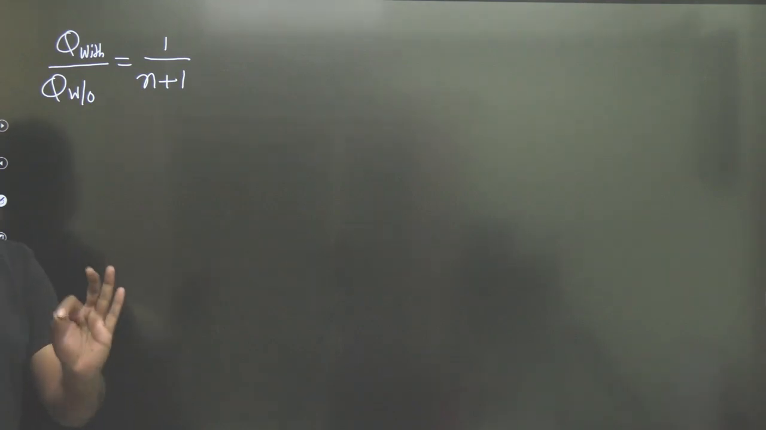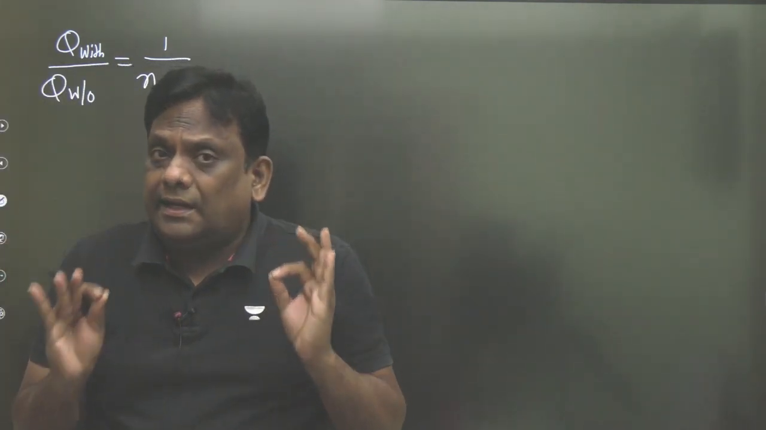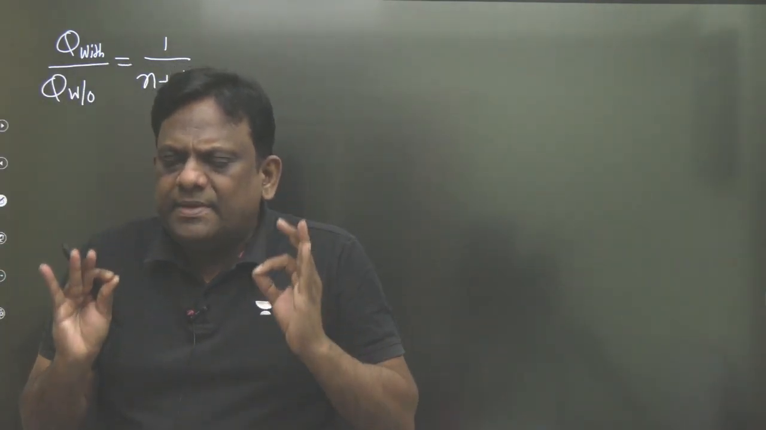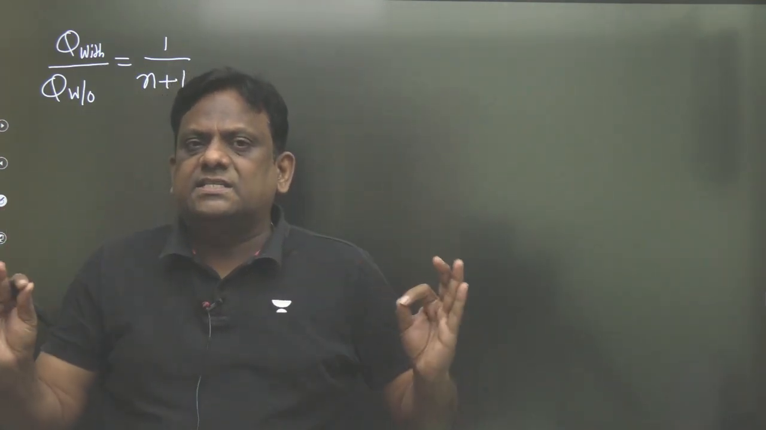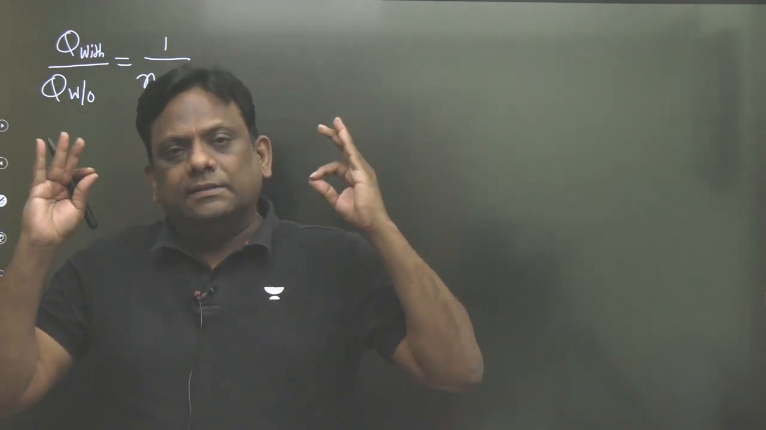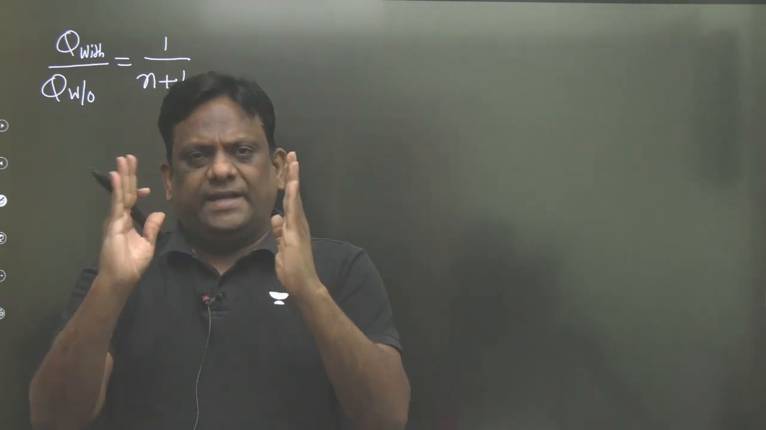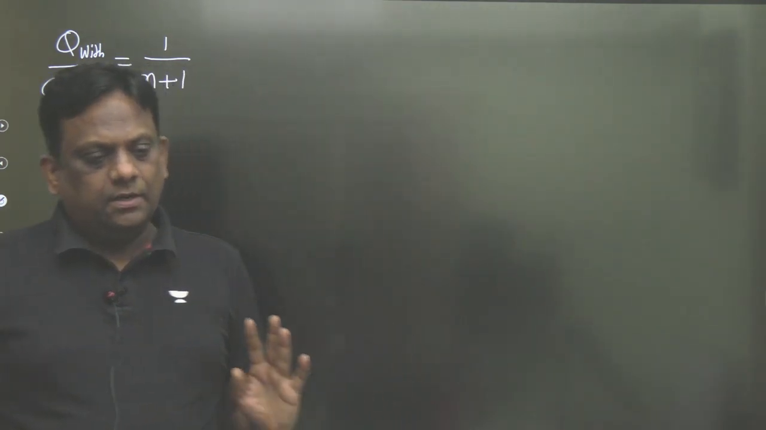This also I have derived in our regular class, but the condition for this equation is that the emissivities of all shields are the same, and the plates are also of the same emissivity. Okay, good. So heat transfer with shield, without shield is this.